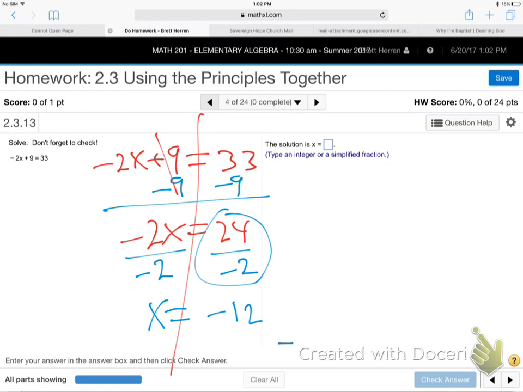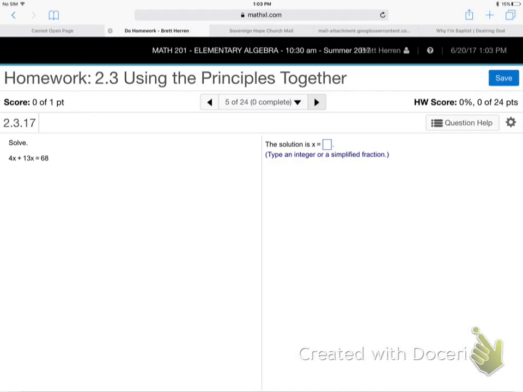All is well? Good? All right, next problem. Okay, so here we go. 4x plus 13x is 60. Here's the wall. Okay, now, 2x is on the same side.